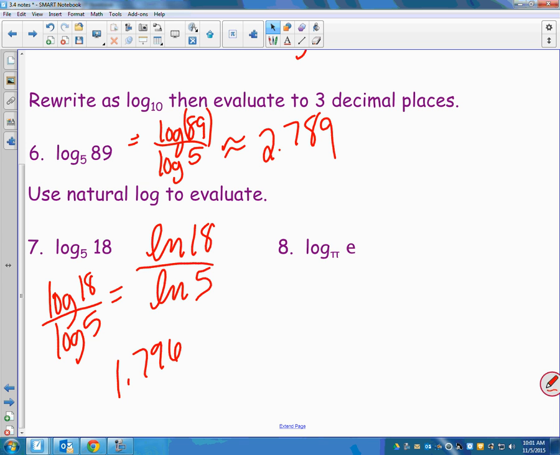This one has log base pi. That's a weird one, right? I guess they gave you this one just to show that you can type it in your calculator, but ln of e is just 1, so you could just say that's 1 over ln of pi. That should give you the same answer. Use the pi button, not 3.14. I got 0.874. Did you get 0.874?